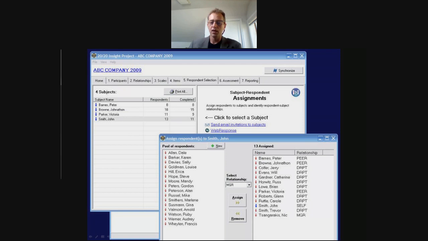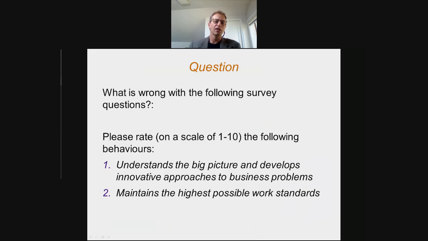Okay, moving along, we get to the next piece, which is the questionnaire itself. So this is where I see a lot of pitfalls. Just to give you a question over here, let's see if you can answer this. Please rate on a scale of 1 to 10 the following behaviors, and I've listed 2 questions over there. Understands the big picture and develops innovative approaches to business problems, and maintains the highest possible work standards.